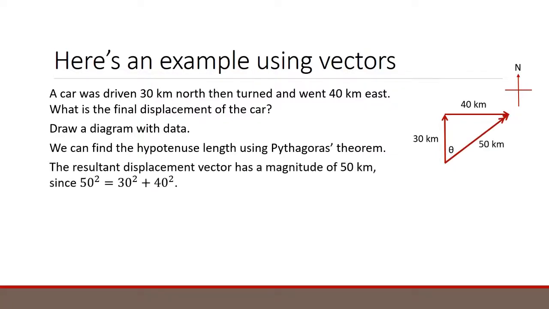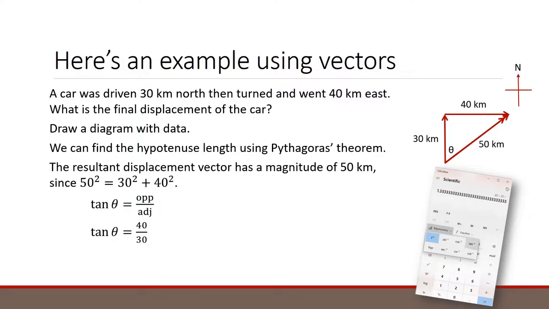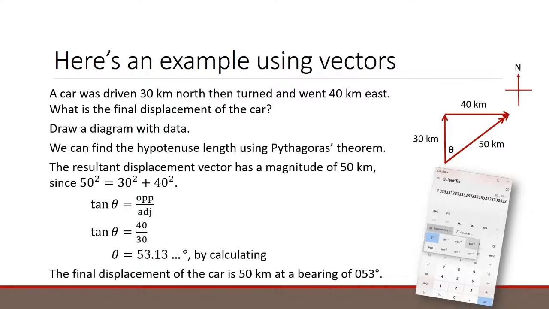So the resultant displacement vector has a magnitude of 50 kilometres, since 50 squared equals 30 squared plus 40 squared. And to find the angle theta, we use tan theta equals opposite over adjacent, which is 40 over 30. And again, using a calculator, 40 divided by 30, and then we go second function inverse tan, and we end up with 53.13 degrees. So the final displacement of the car is 50 kilometres at a bearing, that's from the north, of 053 degrees.